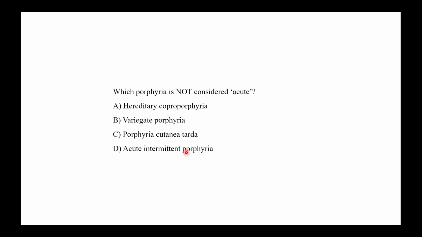The next question is, which porphyria is not considered acute? Option A, hereditary coproporphyria. Option B, variegate porphyria. Option C, porphyria cutanea tarda. And option D, acute intermittent porphyria.